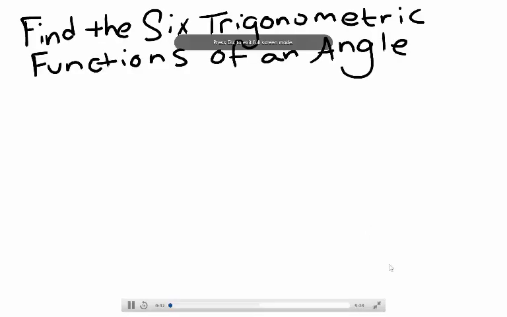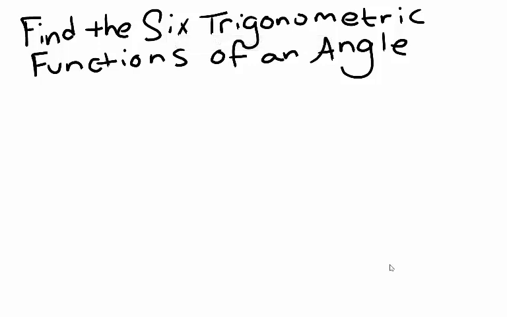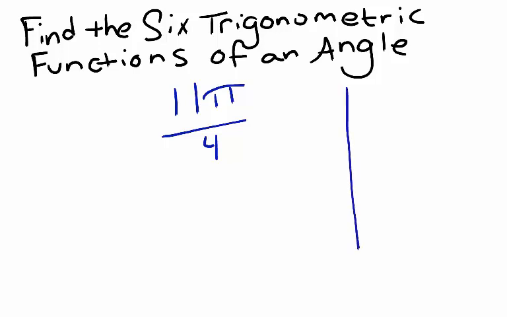In this video, we're going to learn how to find the exact values of the 6 trigonometric functions of a given angle. If any of the functions are not defined, we'll simply state not defined. Suppose we want to find the value of the 6 trigonometric functions of 11 pi over 4. The angle 11 pi over 4 is a multiple of pi over 4.